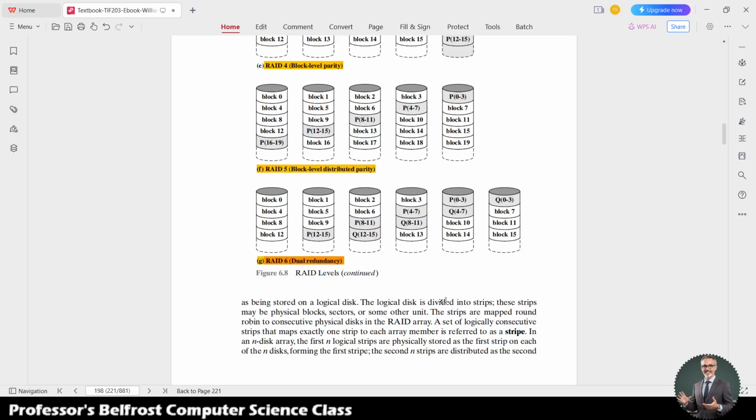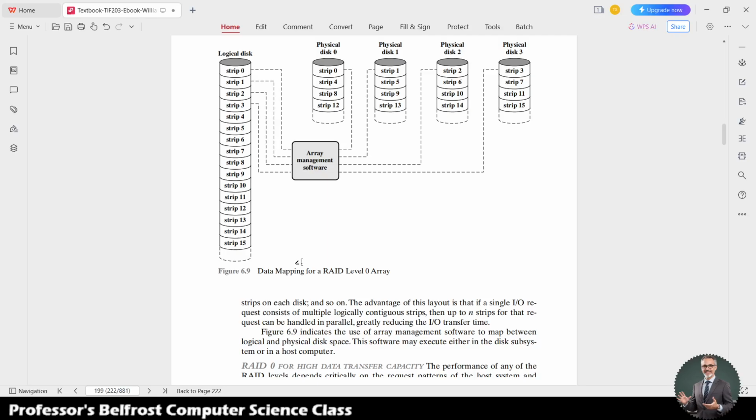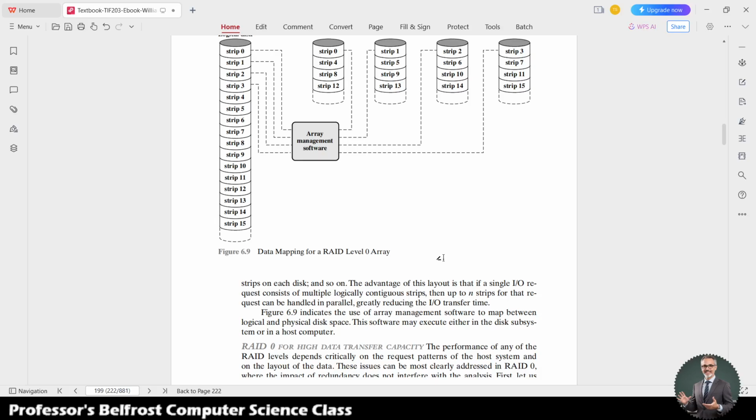The logical disk is divided into strips, and a strip may be physical blocks, sectors, or some other units. A set of logically consecutive strips that maps exactly one strip to each member of the array is referred to as a stripe. Strip, stripe. So this is the data mapping for a RAID level 0 array. The advantage of this layout is that if a single I/O request consists of multiple logically contiguous strips, then up to n strips for that request can be handled in parallel, and this will reduce the I/O transfer time.